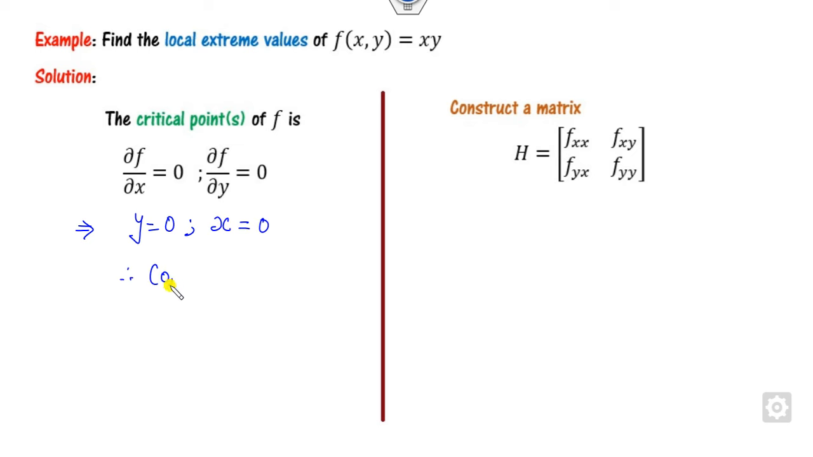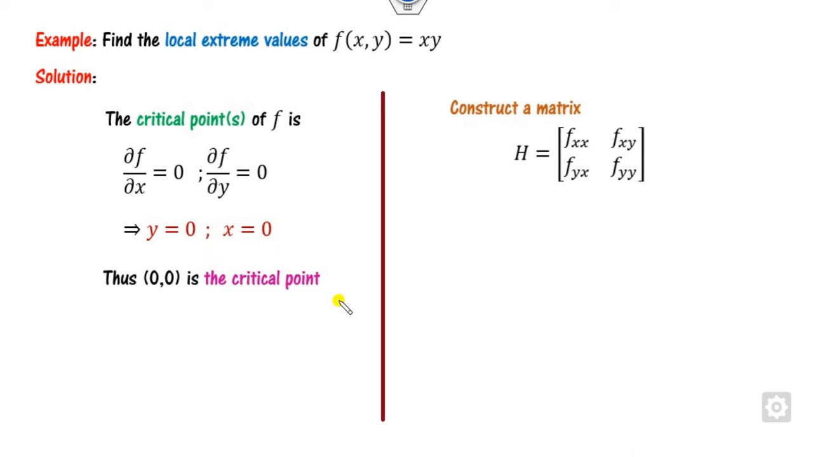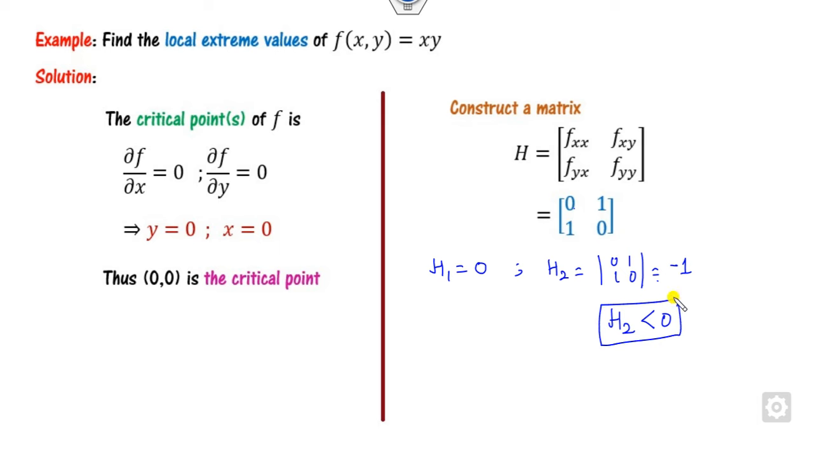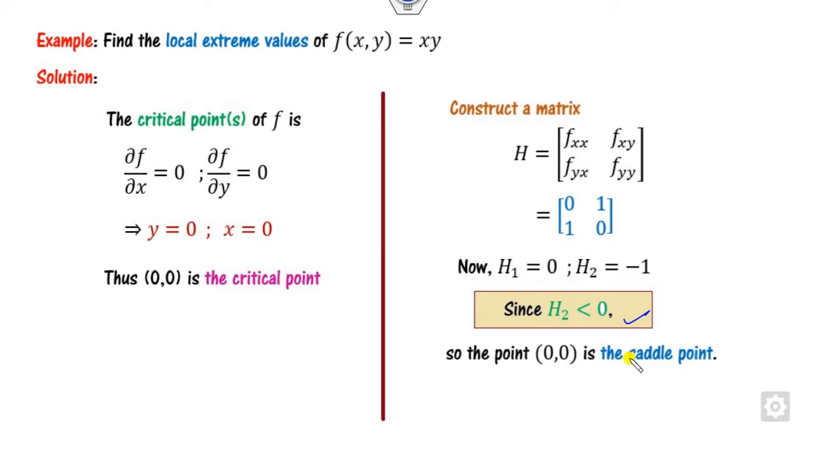So therefore (0, 0) is my critical point. Once you know the critical point, we can substitute here. What is the value of this? It's 0. What is the value of this? It's 1. This is 1. This is 0. Now what is the value of h1? It is the first diagonal entry, that's 0. h2 is the determinant of this, which is minus 1. Clearly h2 is less than 0. Whenever h2 is less than 0, it can be neither maxima nor minima. So it is a saddle point. Therefore (0, 0) is a saddle point.